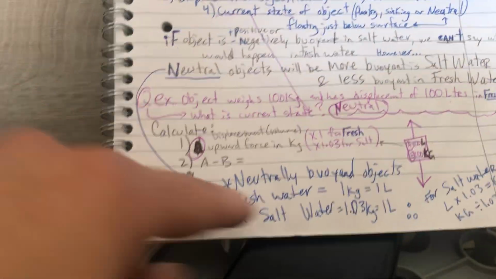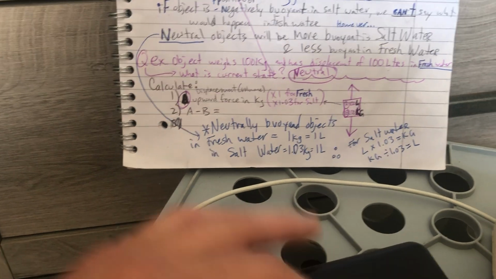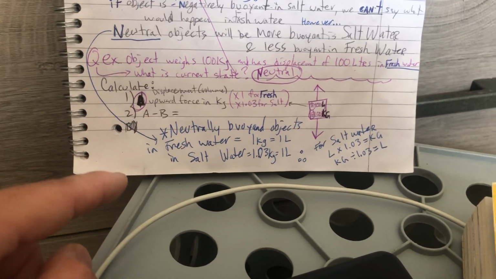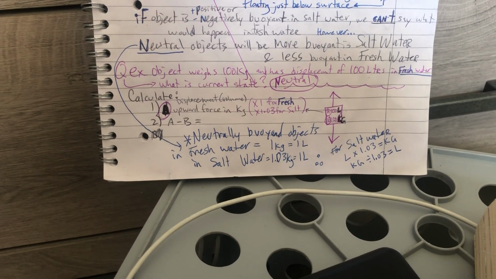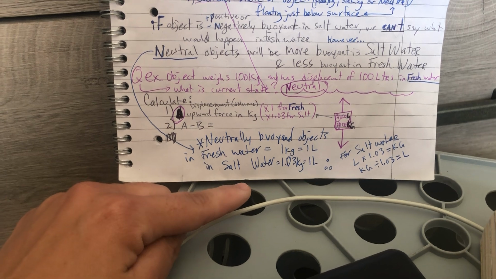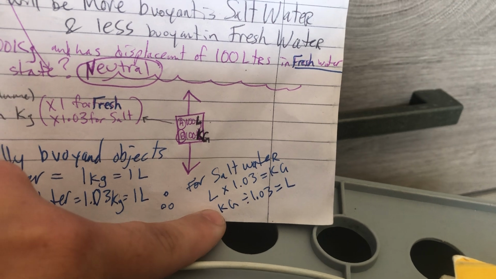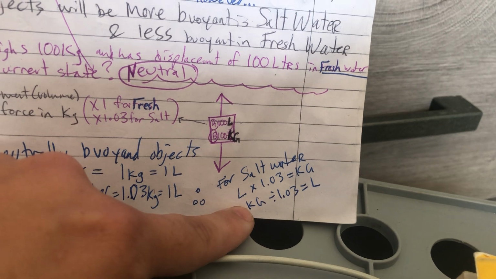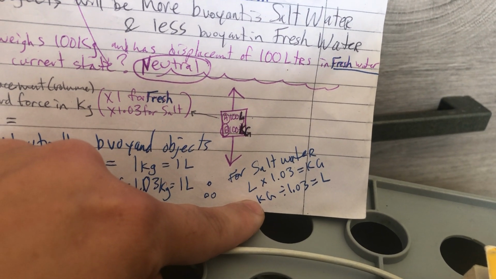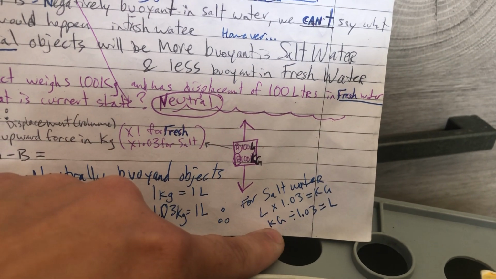However, we're not talking about fresh water all the time. So if it's in salt water, we now have to decide: are we trying to figure out weight, or are we trying to figure out volume? Okay? So if we're looking for, again, liters, the volume, then we're taking the kilograms and dividing it by 1.03. Yes, that's right.